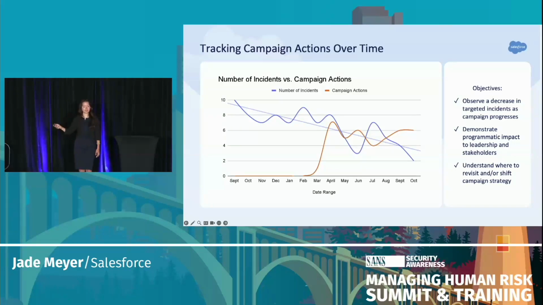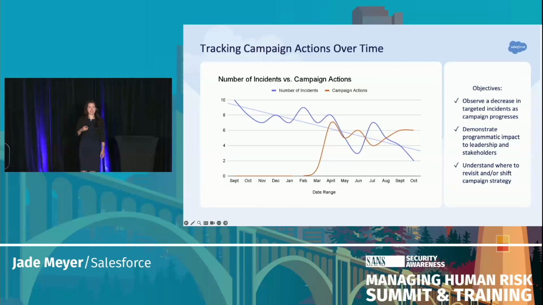But you can plot this. So you have the number of incidents in the blue, and you have campaign actions in the red. And you can see that there's a downward trend line here, right? This is not real data. I think everyone wishes that their data looked like this. I wish I could see a downward trend line for every campaign. But ultimately, this just demonstrates programmatic impact to leadership and to stakeholders. So, just by looking at this graph, they already know the effectiveness of your program, right? And also, it's using data you already have, so you can repeat these processes over and over again with different targeted campaigns, and it will always work out to be a graph like this.